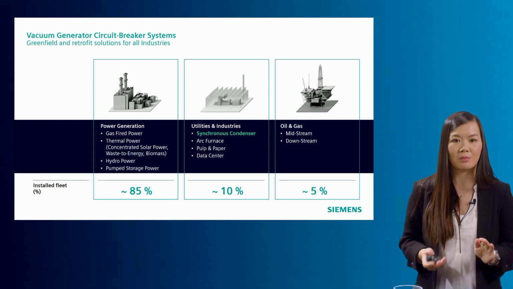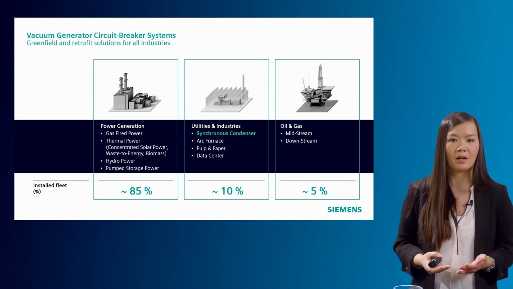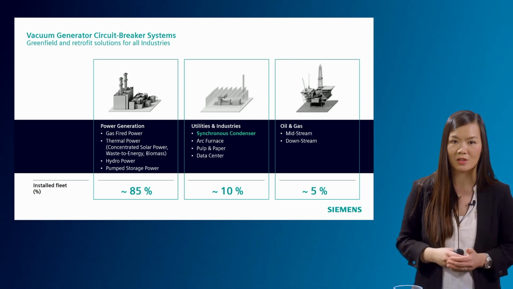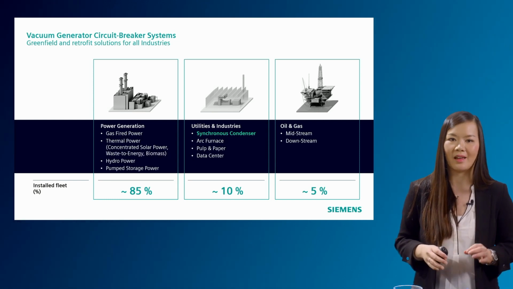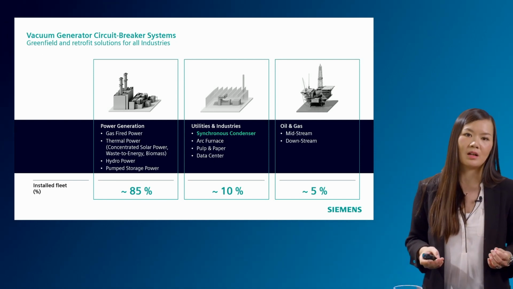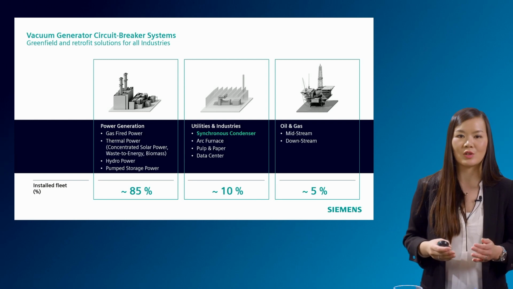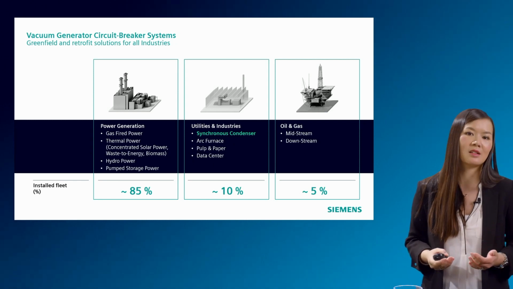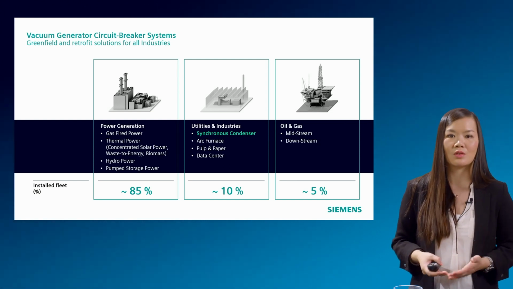We have at the moment in the field almost 4,000 GCB units which have been installed. So actually a quite great installed base with our Siemens vacuum generator circuit breaker, mainly in power generation. A small part of that are being used in oil and gas applications. And then a little bit larger portion of that are being used in utilities and industries. So beside the arc furnace and data center applications, of course, you can find the synchronous condenser applications, which is being protected with the vacuum generator circuit breaker. So what is the reason behind using synchronous condenser?